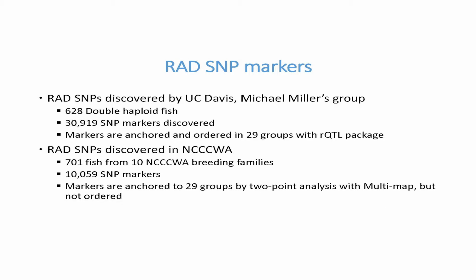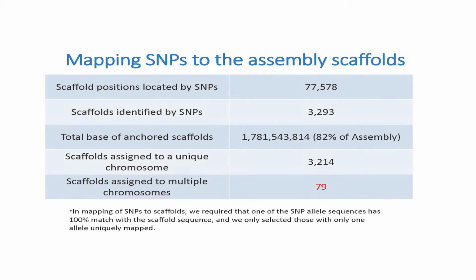And we also use two other sources of SNP markers from RAD sequencing technology. One group of the markers are also in the linkage map, and the other group are in the linkage group, but not ordered in the linkage group. Basically, all these three groups of markers, we can map to the new genome assembly, and over 77,000 markers can be found in the genome.